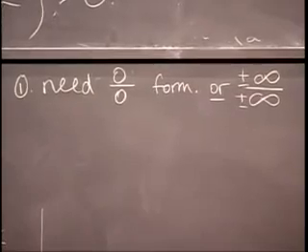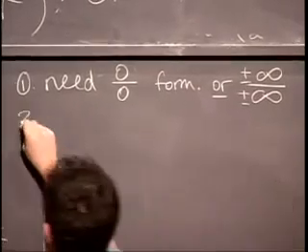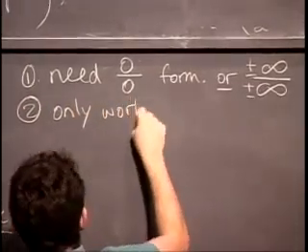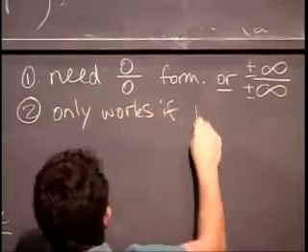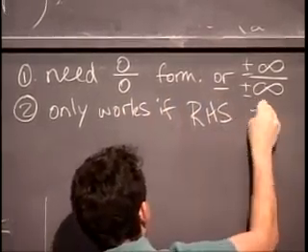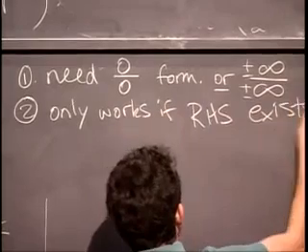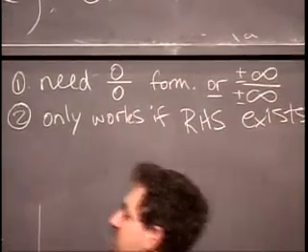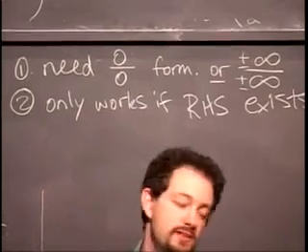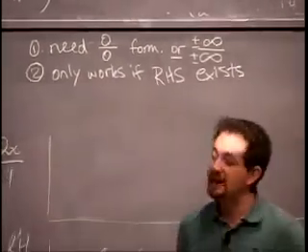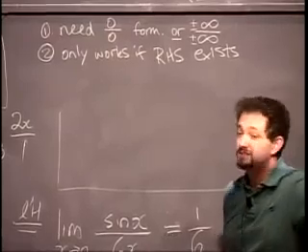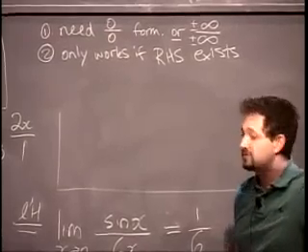Now, that's one comment. Two, it only works if the right-hand limit, or the right-hand side, exists. So it's conceivable that you say, oh, I'm going to use L'Hopital's rule, this equals this, and the new limit that you find does not exist. It's unlikely, but it's possible. Well, that does not mean that the original limit does not exist. It just means L'Hopital's rule didn't really work.